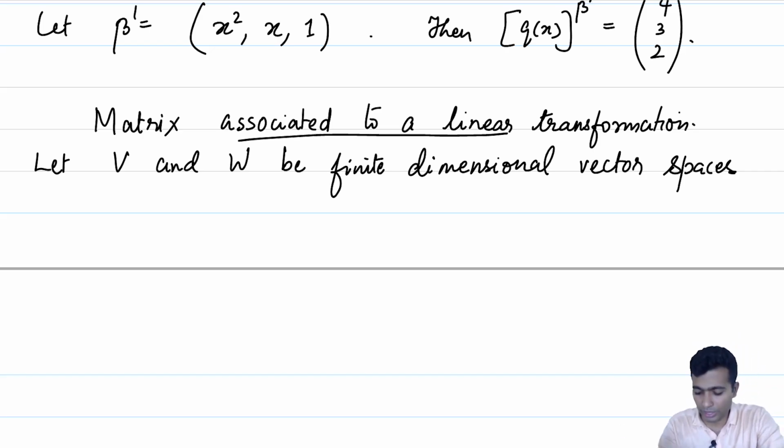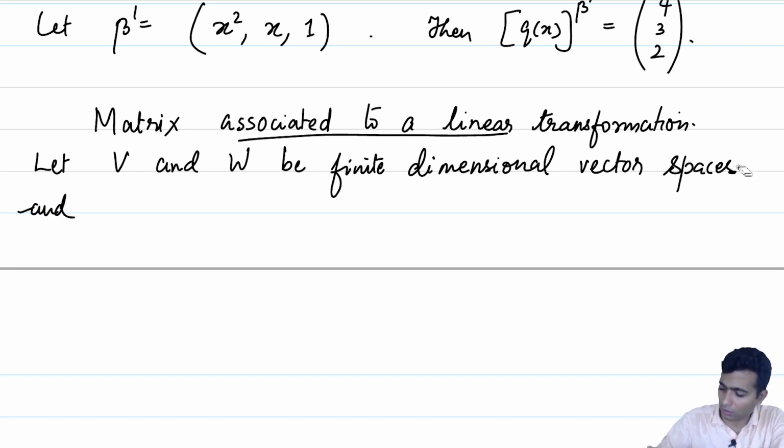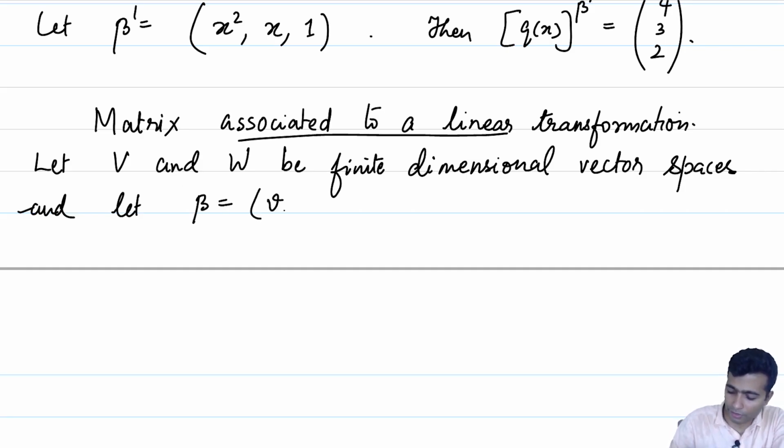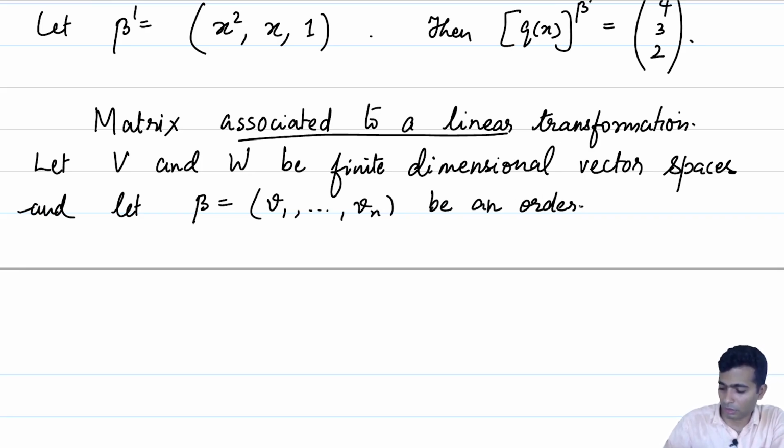Let the dimension of V be equal to n and the dimension of W be equal to m. And let's also fix some ordered bases. Let beta equal to V1, V2 up to Vn be an ordered basis. Let me use the word ordered basis just for the sake of familiarizing that term. It is the same as a coordinate basis of V.